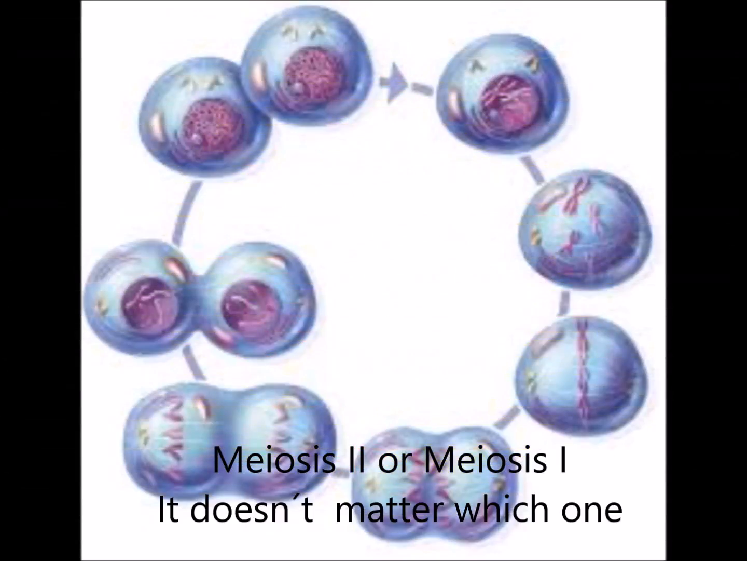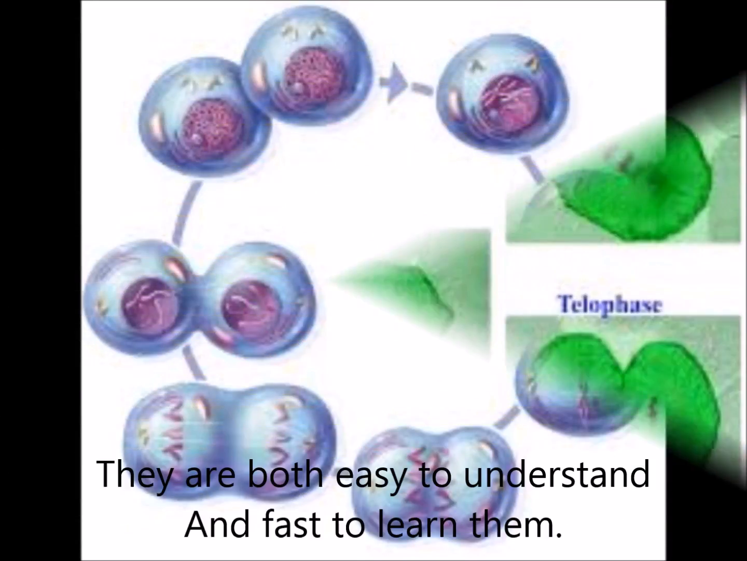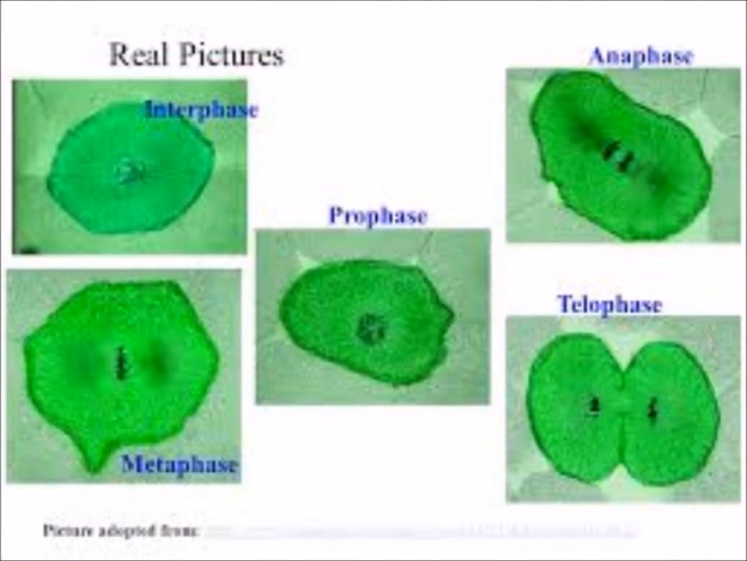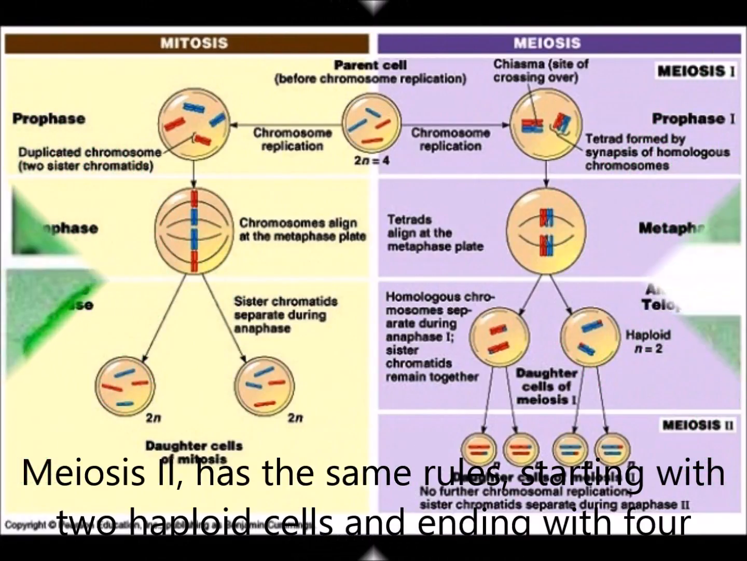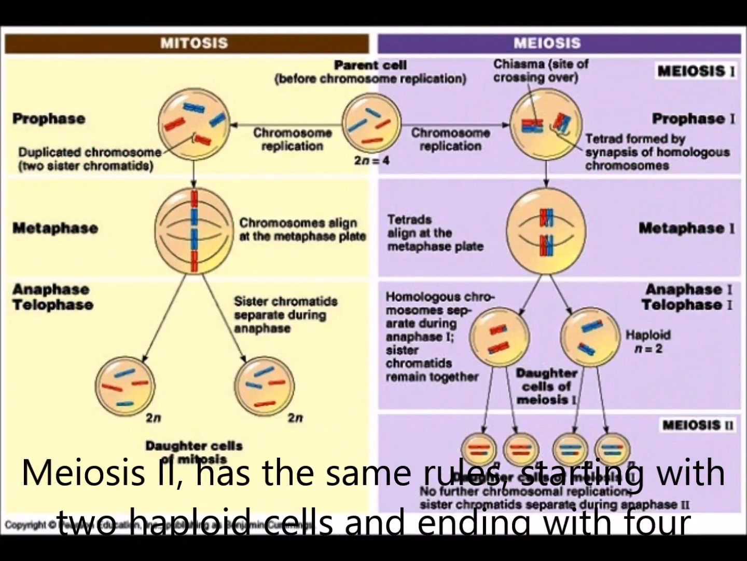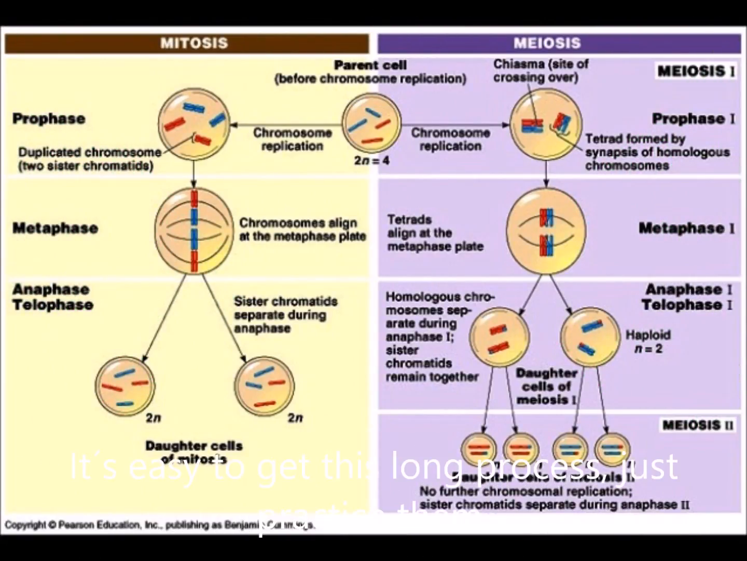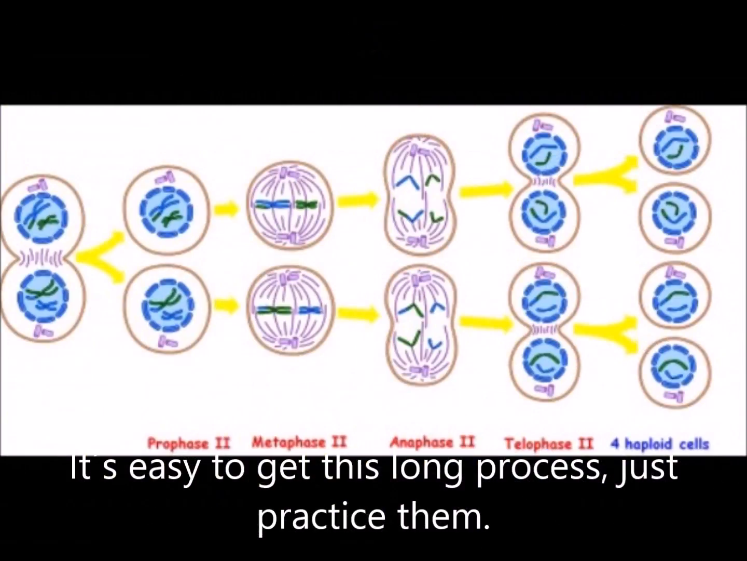Meiosis 2 or meiosis 1, it doesn't matter which one. They are both easy to understand and fast to learn. Meiosis 2 has the same rules, starting with 2 haploid cells and ending with 4. It's easy to get this long process.